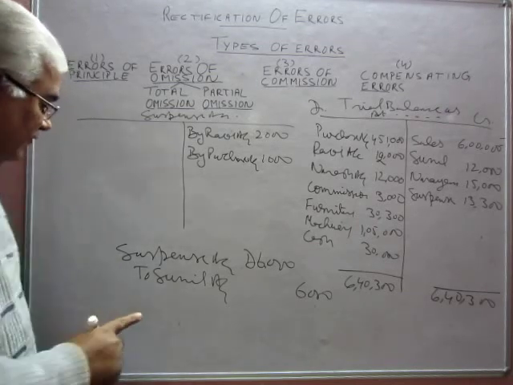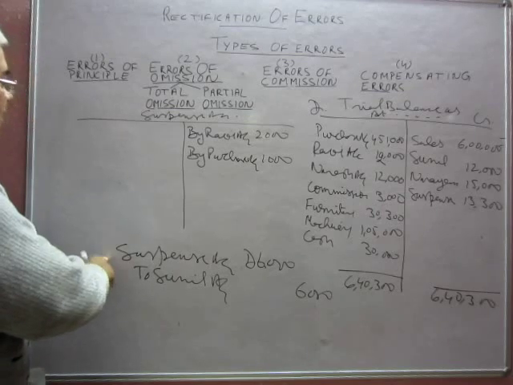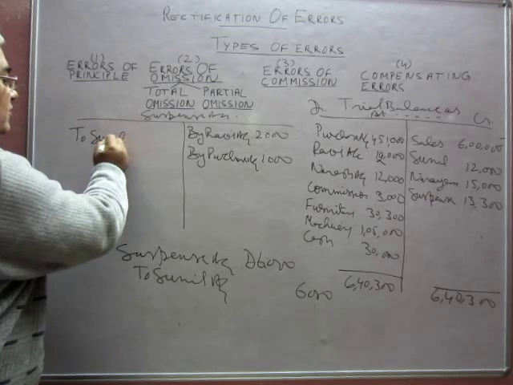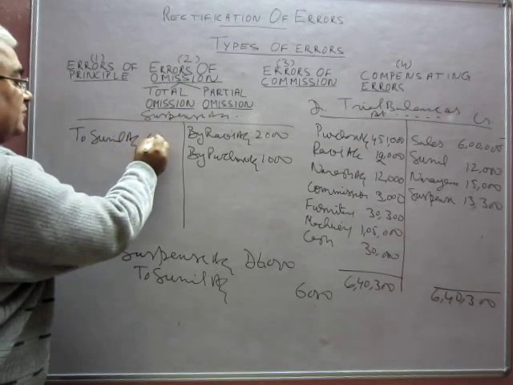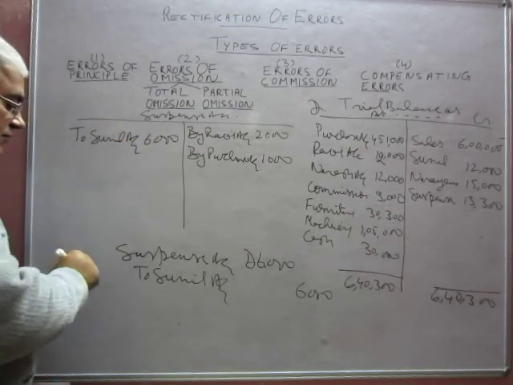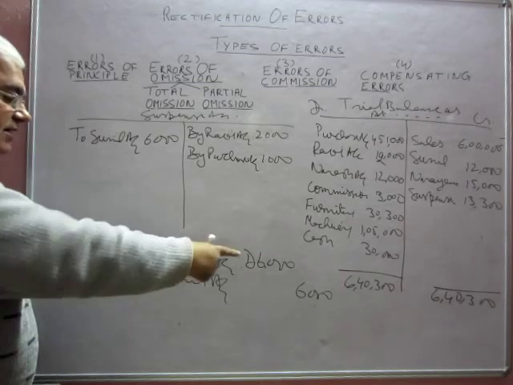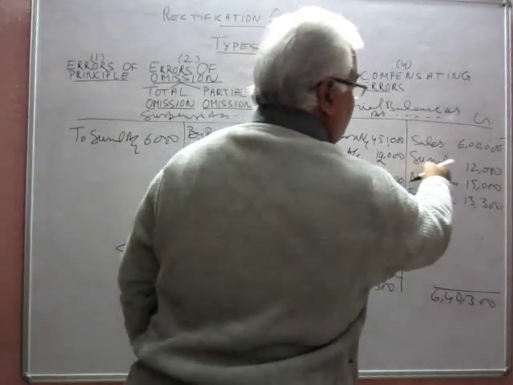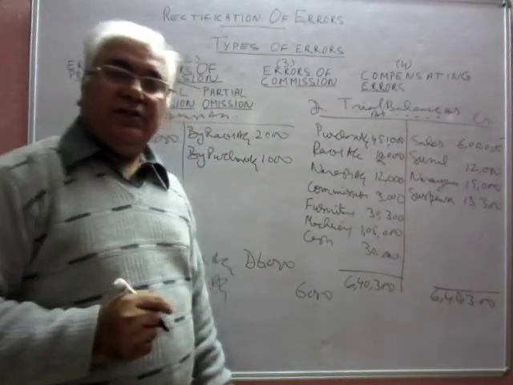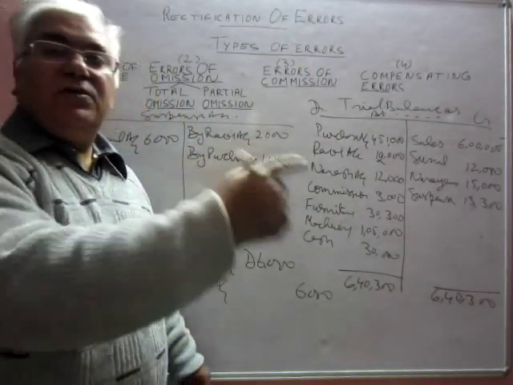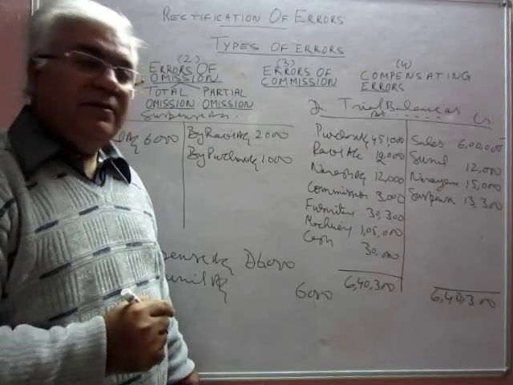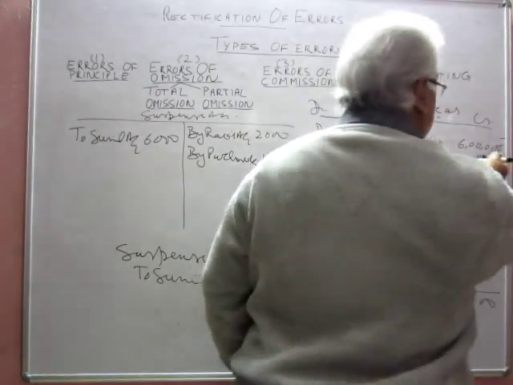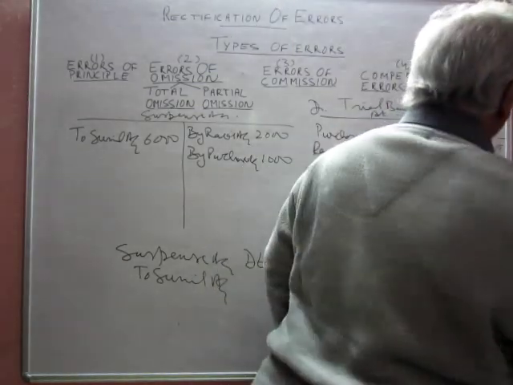Now with this, suspense account will be debited. Posting will be done like this: to Sunil account 6000. Sunil has been credited 6000. Already Sunil's account is on credit side and it has 12,000 credit balance. With 6,000 more credit, his balance will become 18,000. So let us make it 18,000.